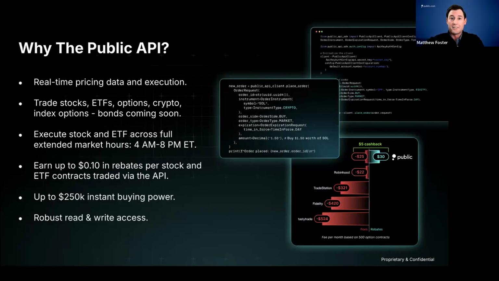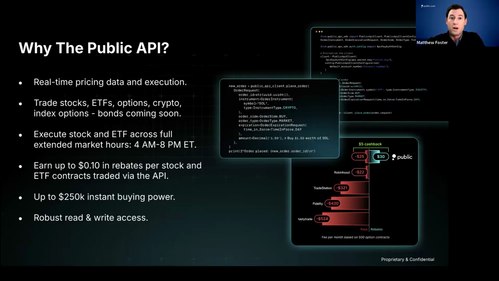You can also trade stocks and ETFs from 4 a.m. to 8 p.m., which covers your pre-market catalysts and your after-hours momentum. And really important here, active options traders using the API can earn up to 10 cents per contract in rebates. This could provide a meaningful edge when you're trying to trade more volume or size, or if you're trying to go fully automated with your option strategies.